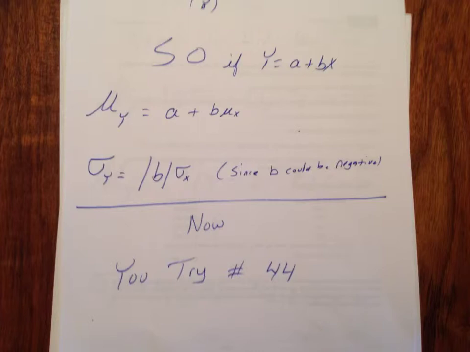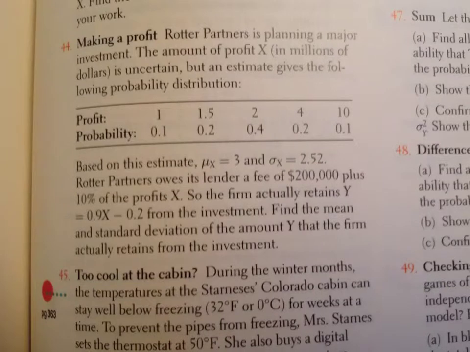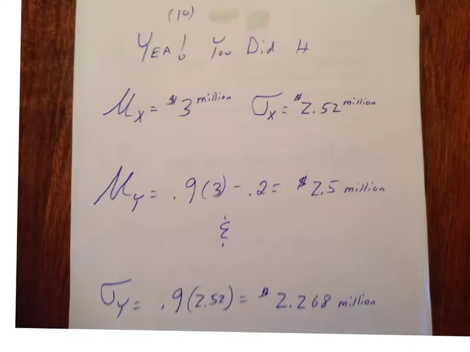Now you try number 44. It's on the next slide. Read question 44 to yourself and try to work it with your partner. Well, if you get these answers, you're pretty good. Remember, the old mean was 3 million and the old standard deviation was 2.52 million. The new mean, all you have to do is plug in the formula. 0.9 times 3 million minus 0.2 equals 2.5 million. For the standard deviation, all you have to do is simply multiply times 0.9. Remember, adding things or subtracting things do not affect the standard deviation.